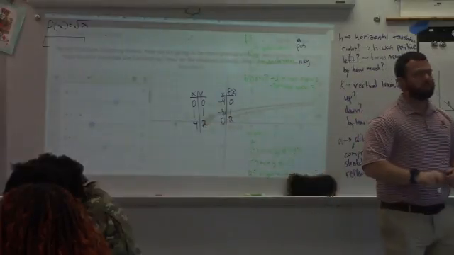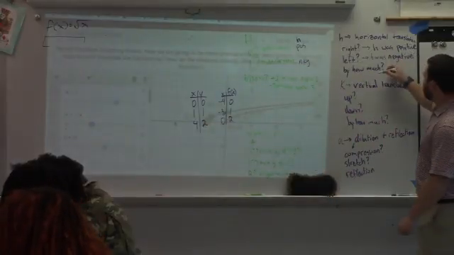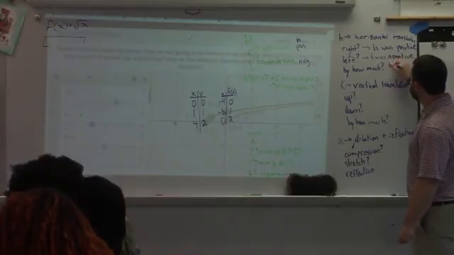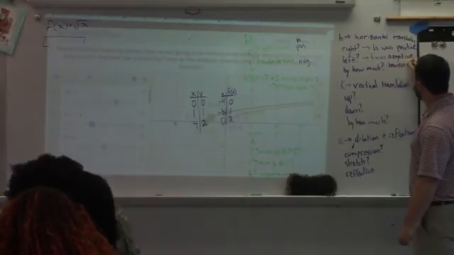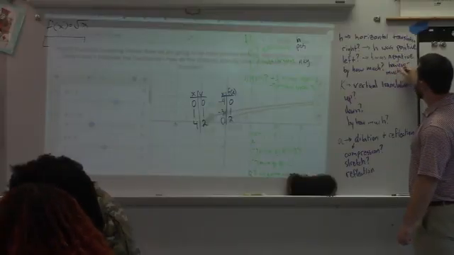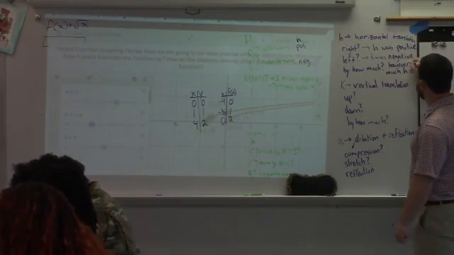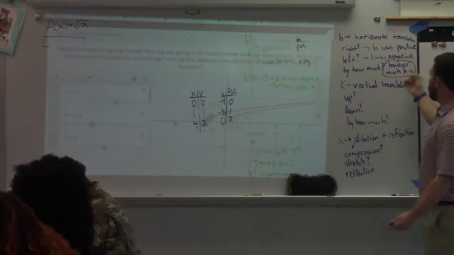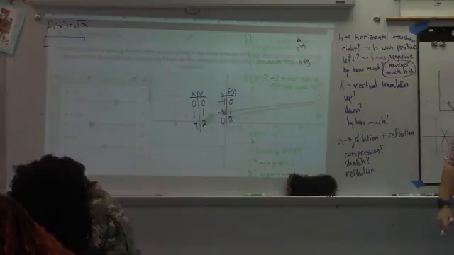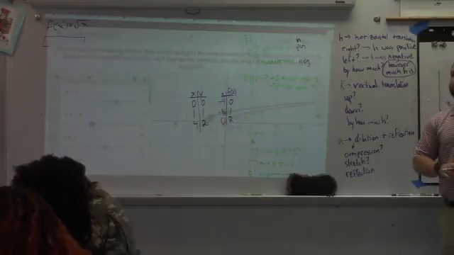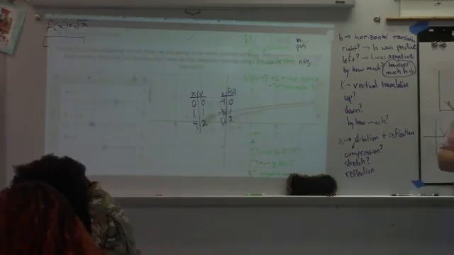Because we need to recognize how much it is translating. It's however much the h value is, h for horizontal. I mean not k, I'm sorry. How much does it translate? By however much h is. Making conjectures off of that, we need to recognize it's okay.